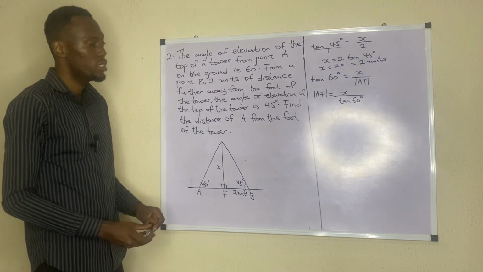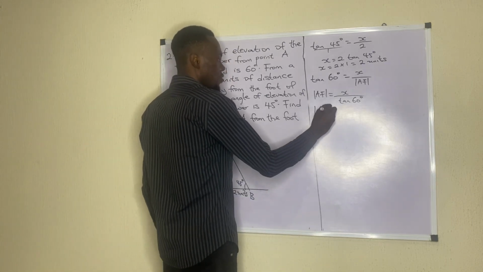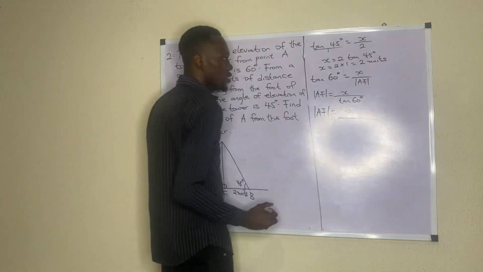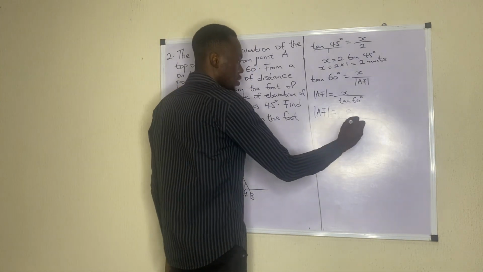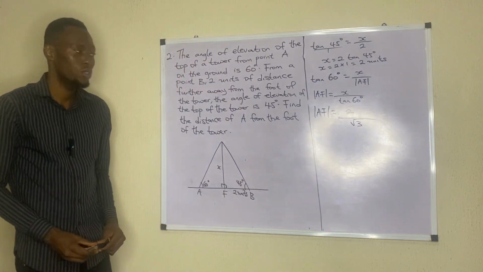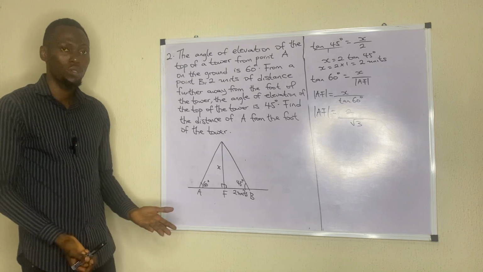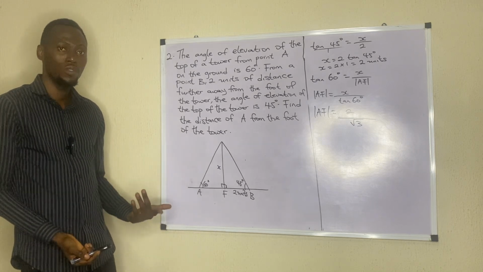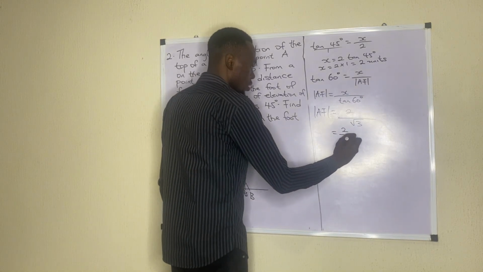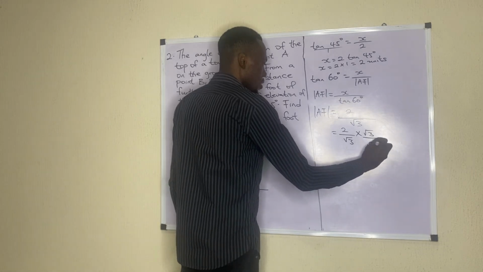What's the value of X we got initially? 2 units. So I'll replace that. So I have that AF equals 2 divided by tan 60 degrees, which is √3, special angles. But we can't leave our answer like this because the denominator is in surd form. So I'll multiply both the numerator and the denominator by √3. So AF will give me 2 over √3 multiplied by √3 over √3.